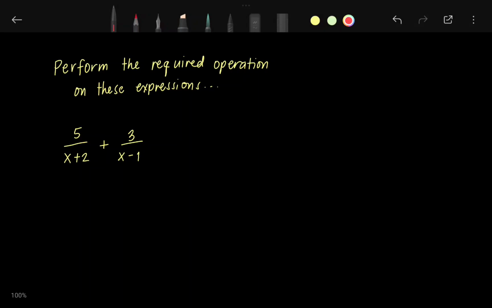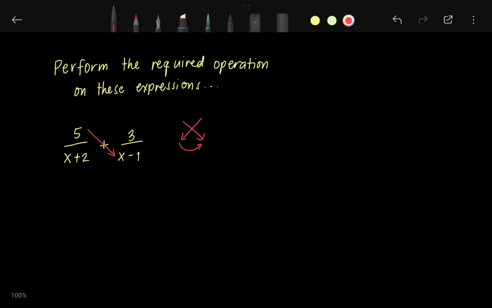Hello, so sometimes in algebra, we would encounter this problem where we perform the required operation on these expressions: 5 over x plus 2 plus 3 over x minus 1. Okay, so how is this done?